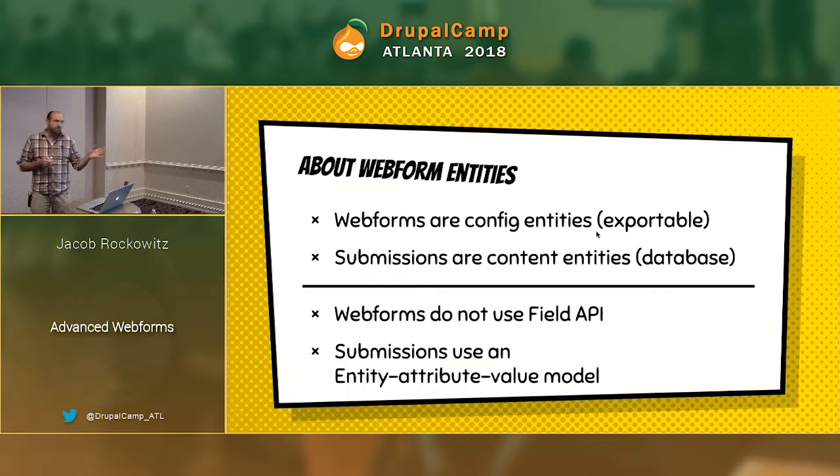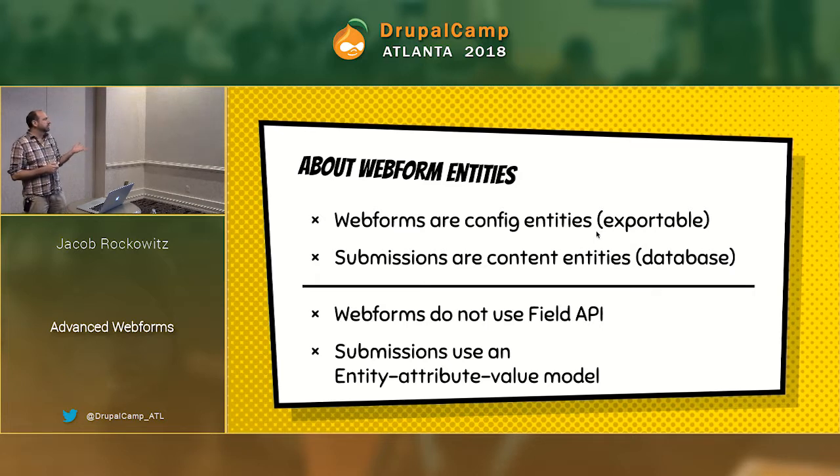And there are some differences because WebForms are config entities. The key word behind saying something's a config entity is it's exportable. It can be put into a YAML file and moved from one system to another fairly easily. Submissions are content entities. That goes into the database. That's a different system. But one important thing that I need to distinguish about WebForms is it's not relying on Field API to store data.